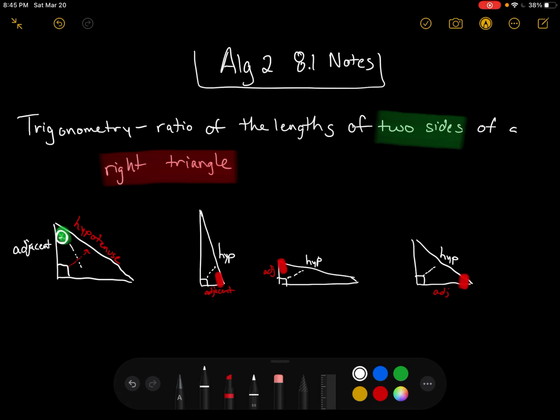That leaves us with our last measure, which is the opposite side. Find the angle, trace completely across from it, and you have your opposite side. The opposite side does not touch the angle in any way. It is not part of the angle. It is across the triangle from it. Again, not touching the angle in any way, across the triangle from it.